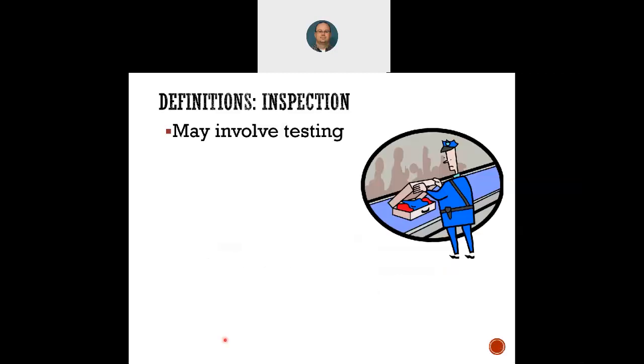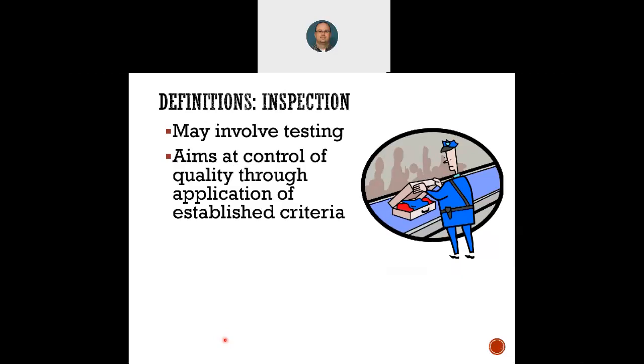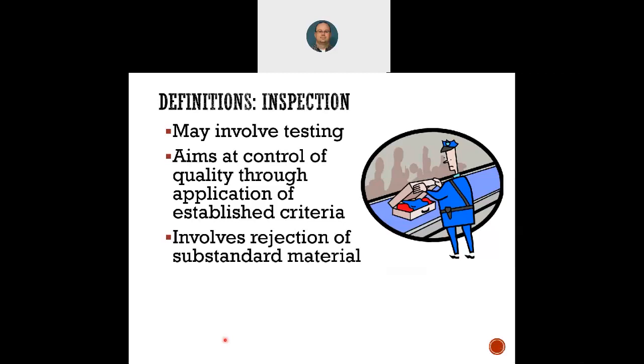May involve testing. Okay, concrete testing aims at control of quality through application of established criteria. That established criteria, ASTM, ACI, American Concrete Institute, WSDOT, AASHTO, all those certifications. There are established criteria where the inspection plays a role in, is that when we're watching them, that we are following certain criteria.